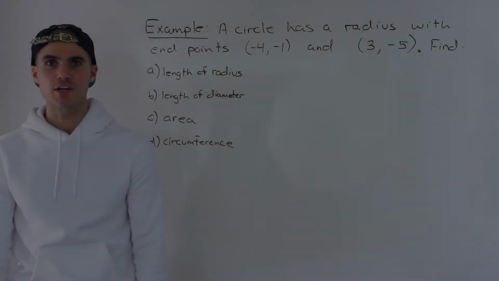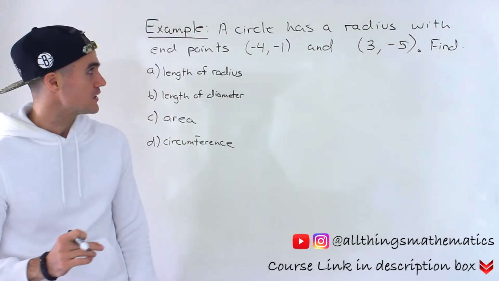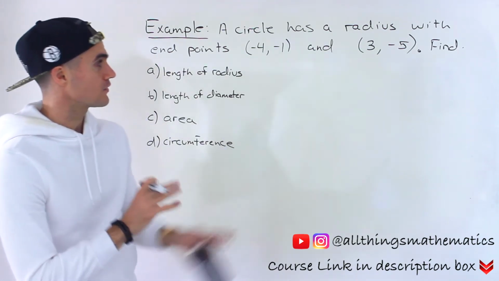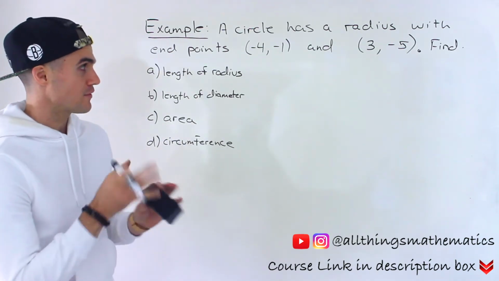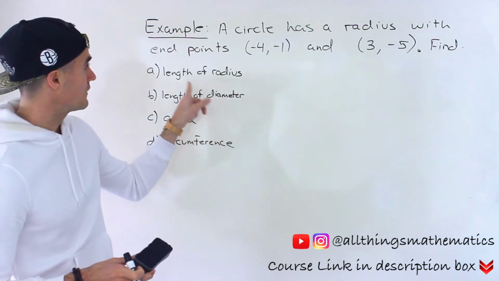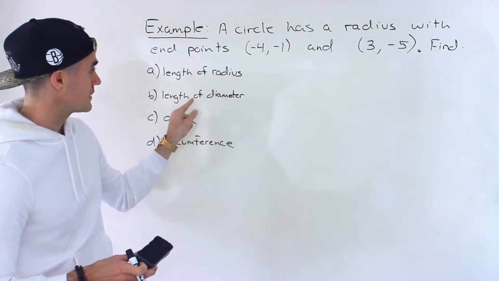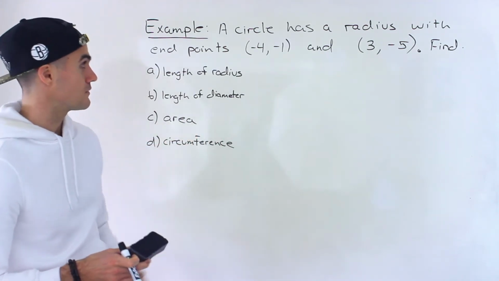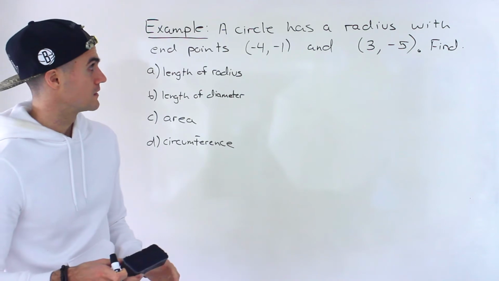What's up everyone, Patrick here, welcome back, and in this next video we are told that a circle has a radius with these endpoints over here, -4, -1, and then 3 and -5. And given that information, we have to find the length of the radius, the length of the diameter of the circle, the area of the circle, and then the circumference.